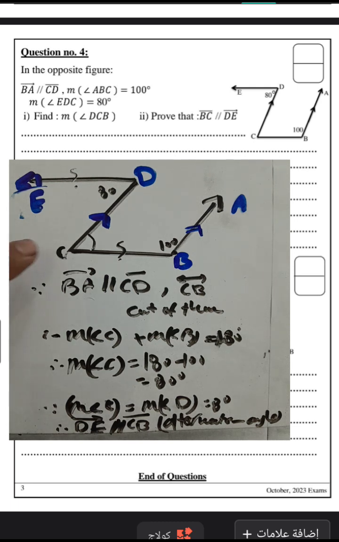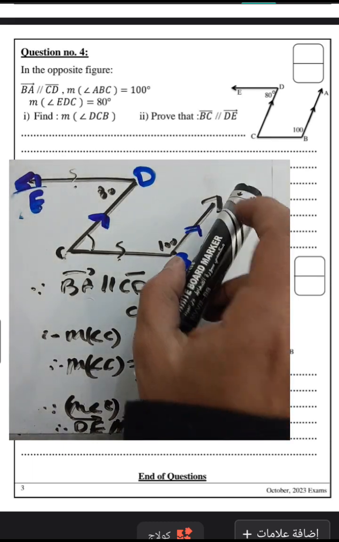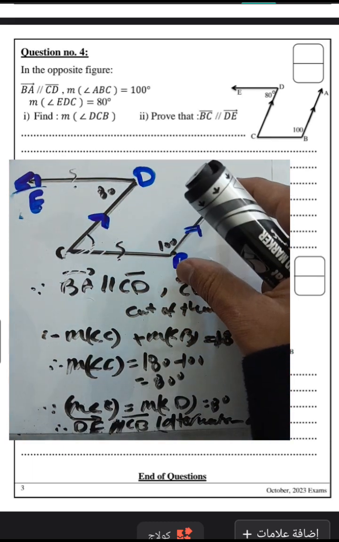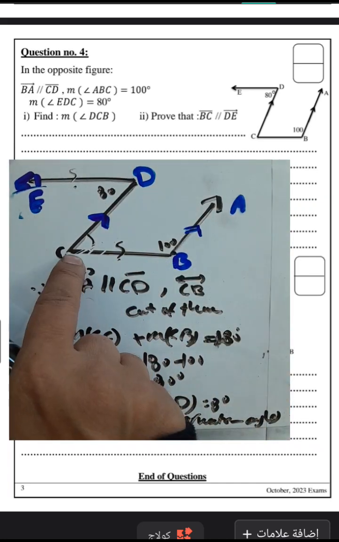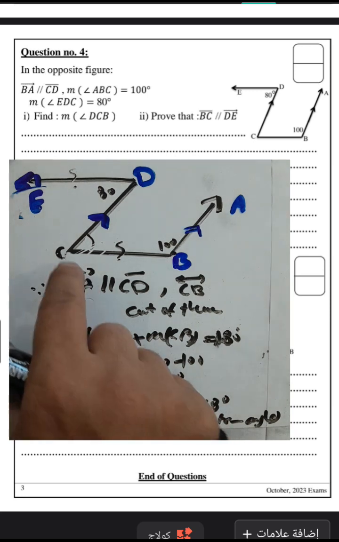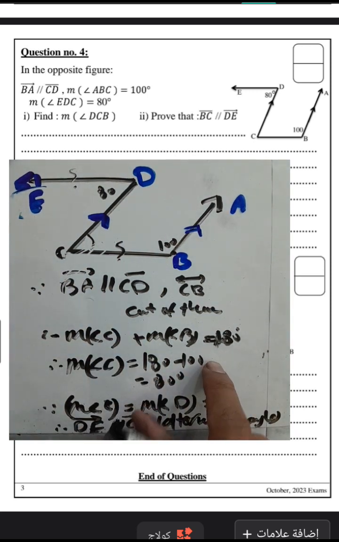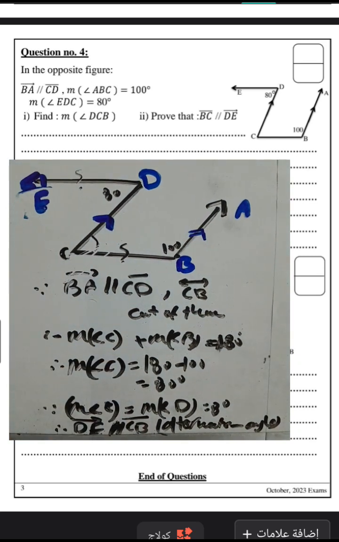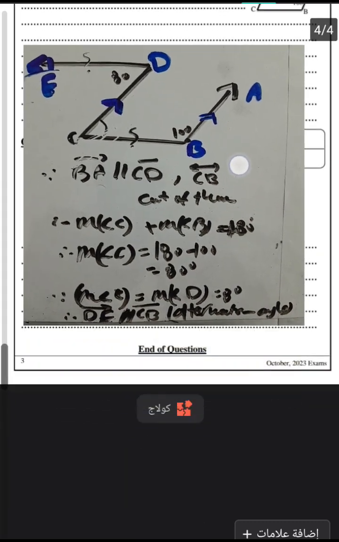Again, we want to find the measure of angle C. Here we have the line segment CD parallel to the ray BA, then the measure of angle B plus the measure of angle C equals 180, because CB cuts them. Then the measure of angle C equals 180 subtract 100, which is 80 degrees. And then we observe the measure of angle C equals the measure of angle D, alternate angles, then DE is parallel to CB. Okay, last question.